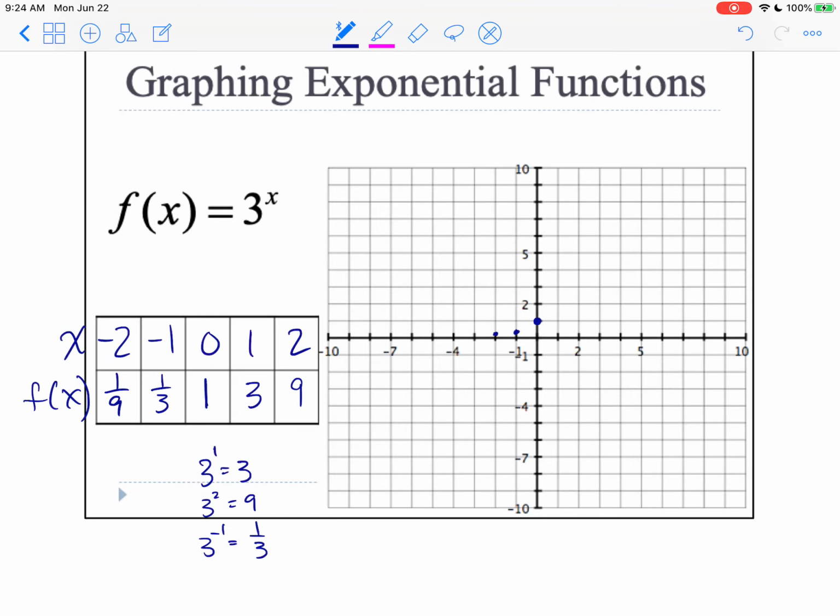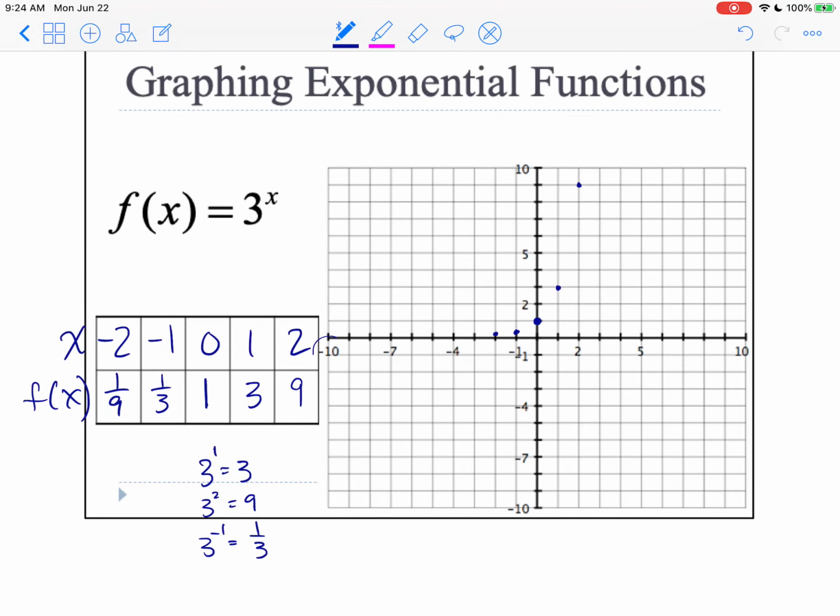Okay, and then we go up. We already have 0, 1 on there, but then we go up to 3, and then by 2 we're already up to 9. So we've gone very quickly from very small numbers to very big numbers in the span of 4 x values.